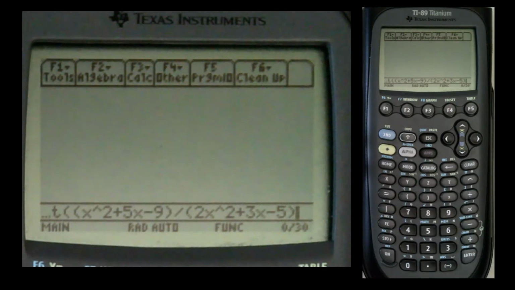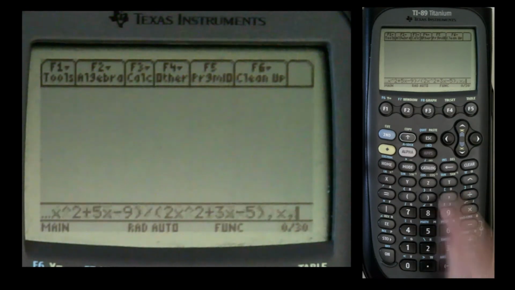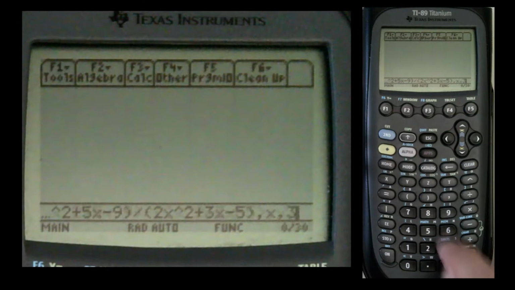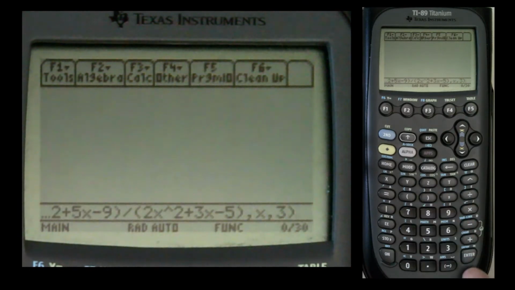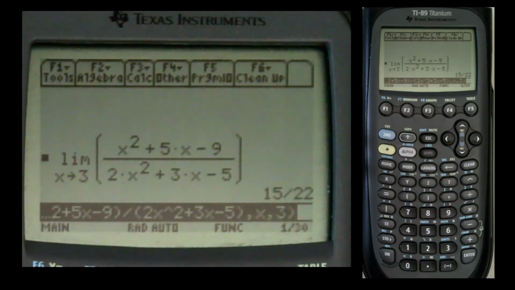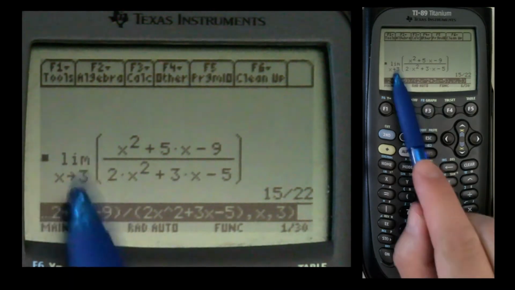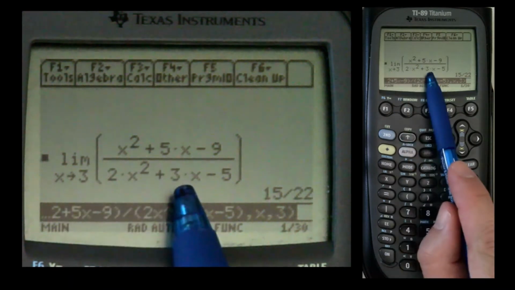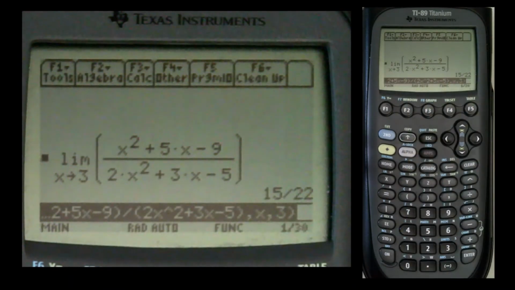So we put in the limit, we put in the function, and now we have to tell the calculator what variable we're using. In this case it is x, so I put comma x as the second of the terms of the limit, and then I have to say what it was approaching. It is approaching 3, so I'm going to put a 3, close that, and now you can see that this all is what we were looking for here. You can see that the limit is approaching 3, and that is the function we got, and 15 over 22 is the limit.